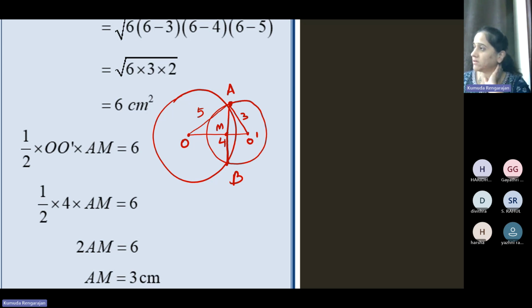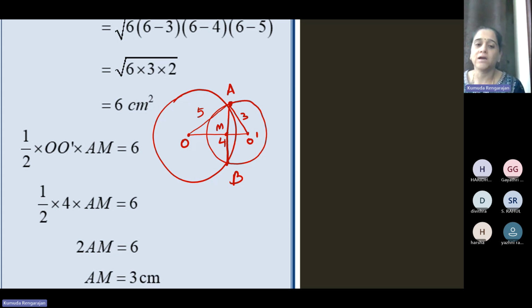And what is OA? Radius of the first circle, 5 centimeters. O dash A is the radius of the second circle, 3 centimeters. And what is OO dash? The distance between the centers of the two circles, 4 centimeters. That's given. The distance between their centers is 4 centimeters.